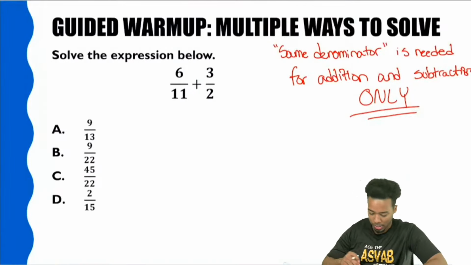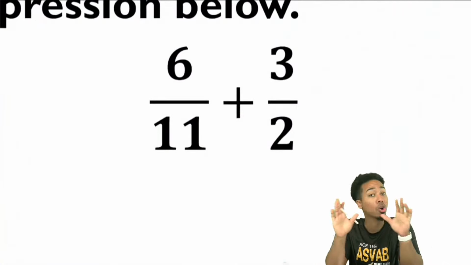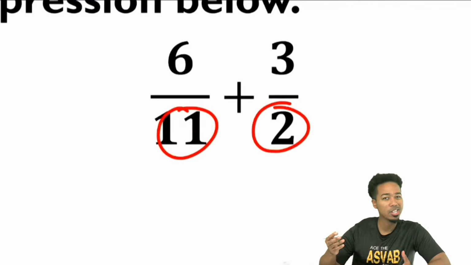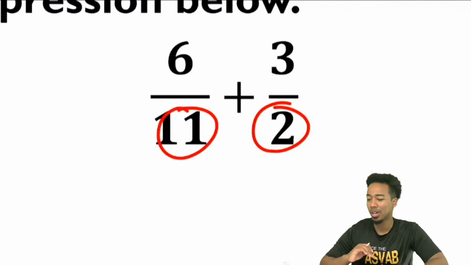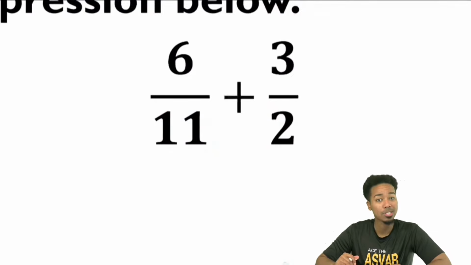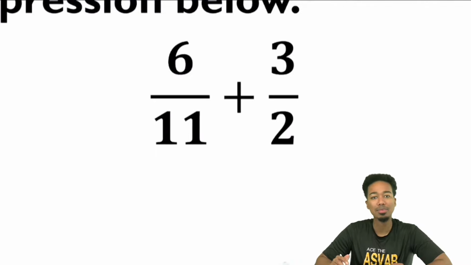First off, it's this. Let me zoom in. We have 6 over 11 plus 3 over 2. We already said, hey, we don't have the same denominator. Because we don't have the same denominator, we can't exactly add them right away. So what we will do is find out what that same denominator is. The common denominator is the same thing as the least common multiple. If you're unsure, you can always just multiply the denominators together.